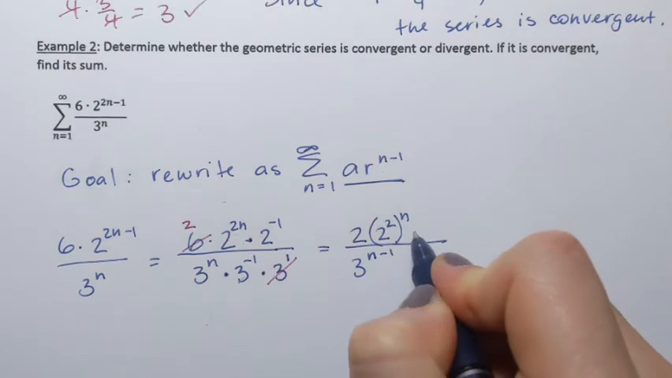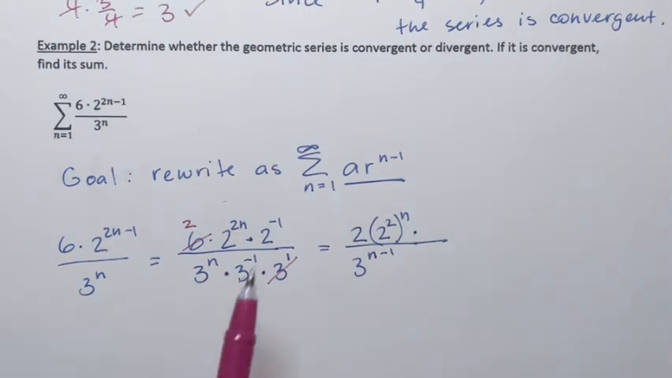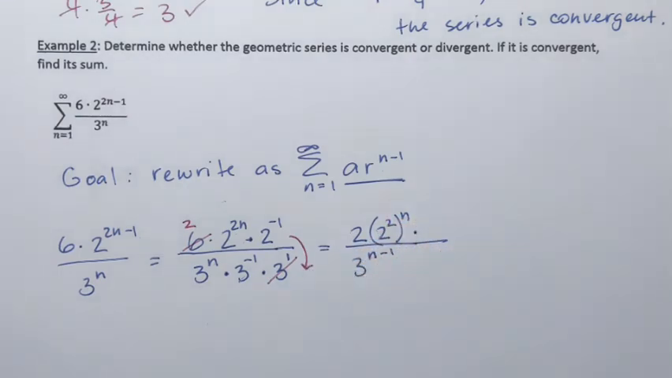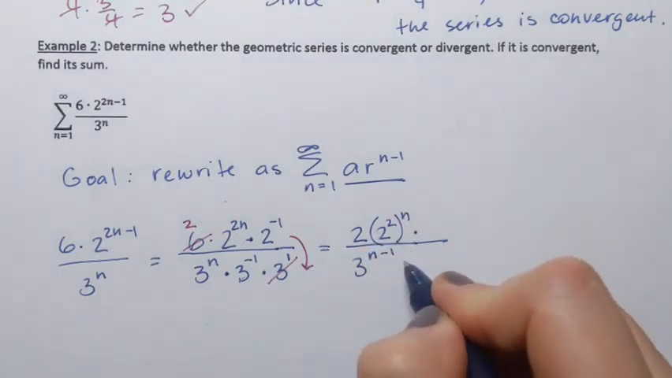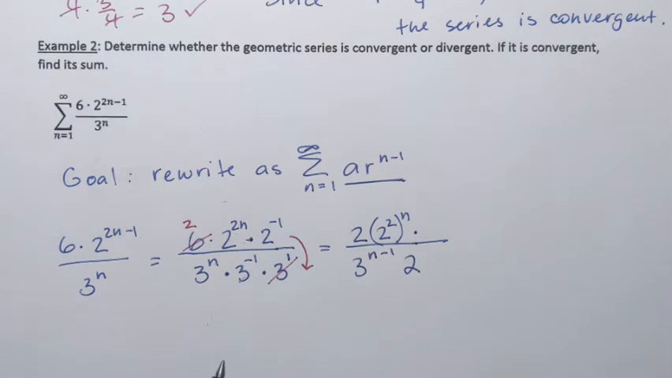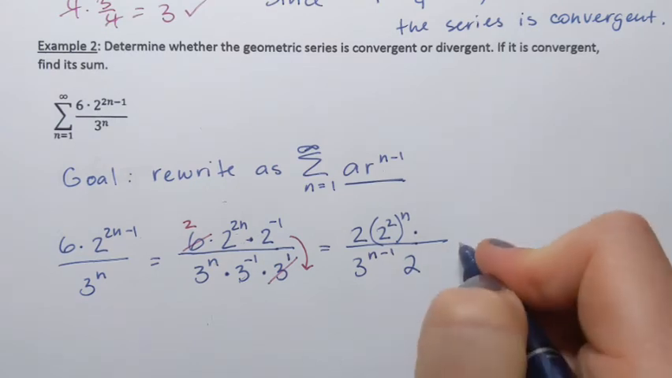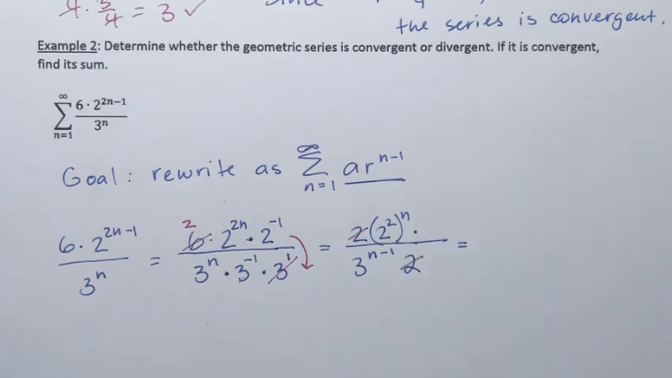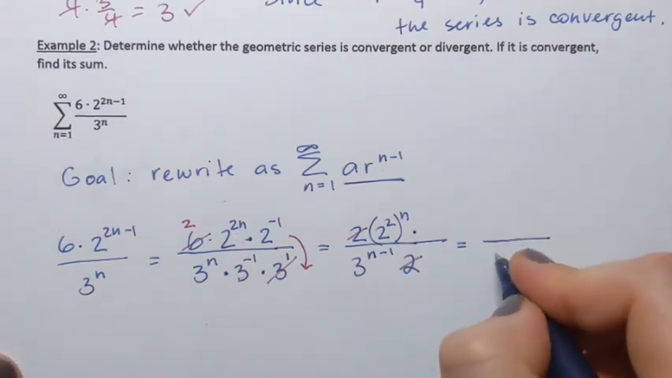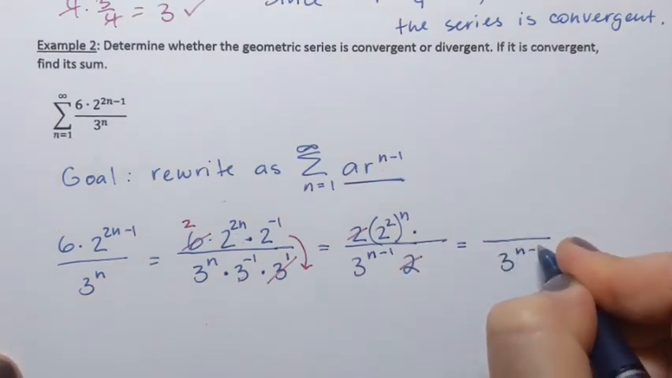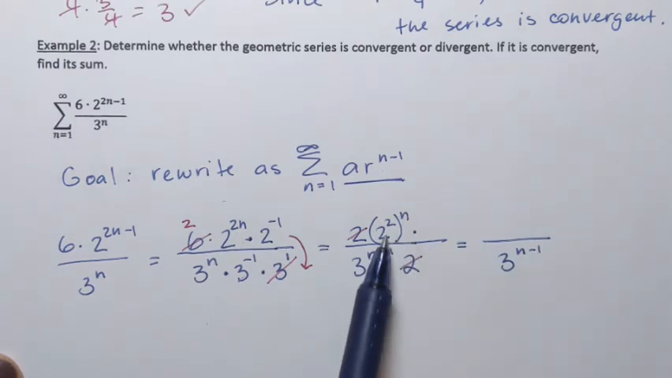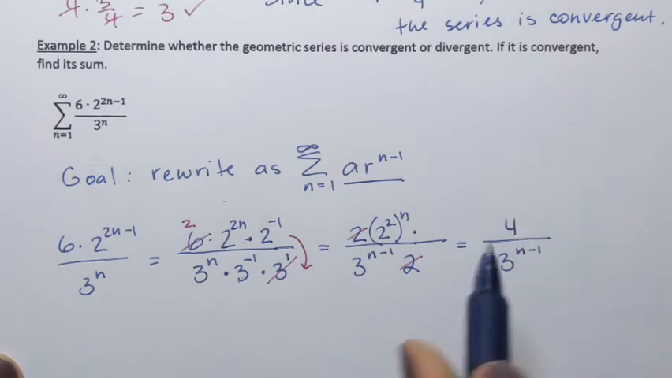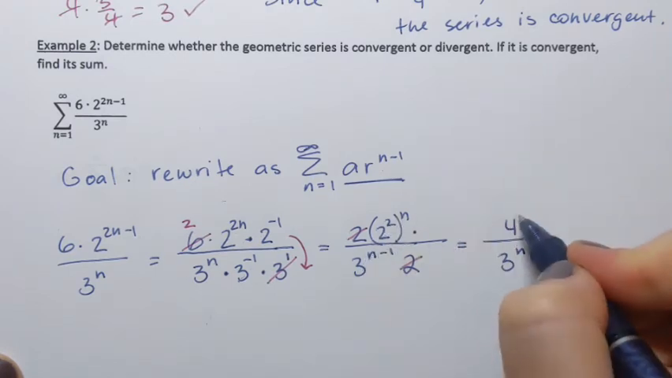And then I also have 2 to the power negative 1 here. Well, let's say I'm going to put it in the denominator, so its power becomes positive, so it's just 2. It becomes 2 in the denominator, right? Okay, so what next? Well, next I can see how those 2's can be simplified. Now the denominator is 3 to the power n minus 1, and the numerator is 4, right, to the power n.